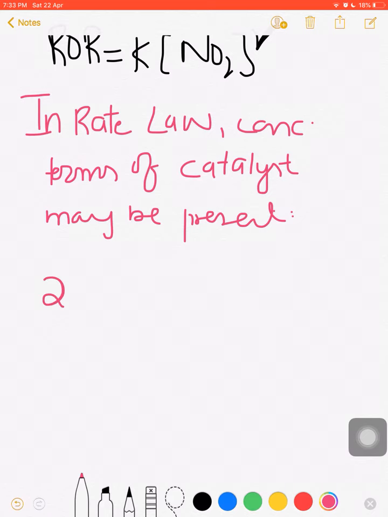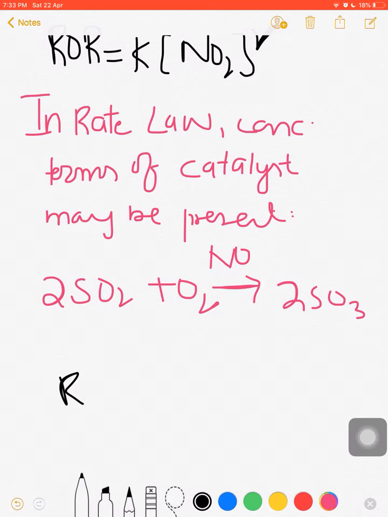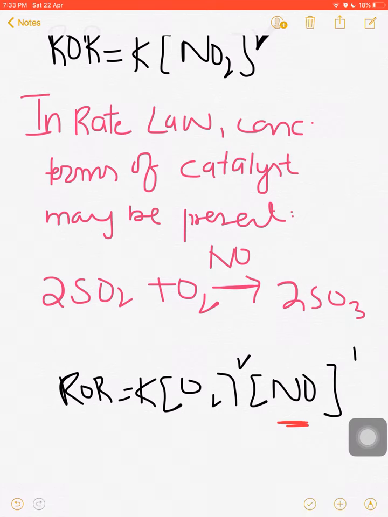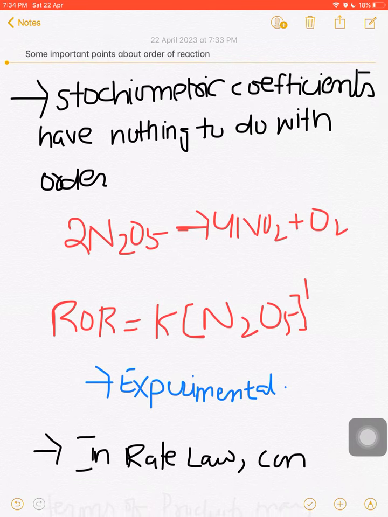For example, we have sulfur dioxide and oxygen forming 2SO3, and the catalyst used over here is NO. If we talk about the rate of reaction, it will be K[SO2]^2[NO]^1. So as you can see, in this rate law the concentration of NO, which is the catalyst, is also being utilized.